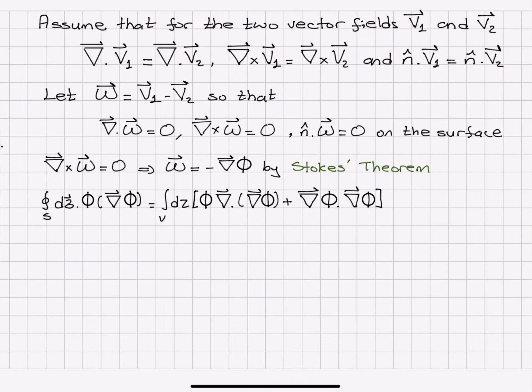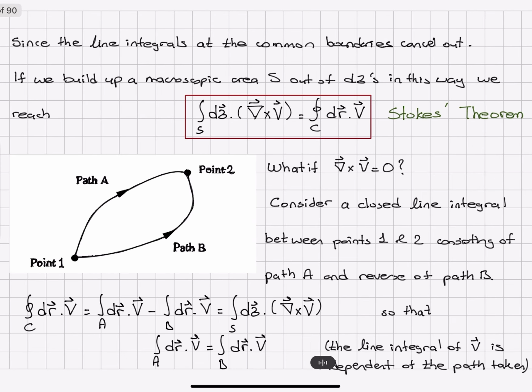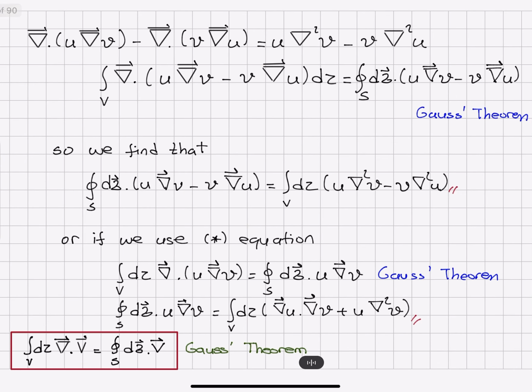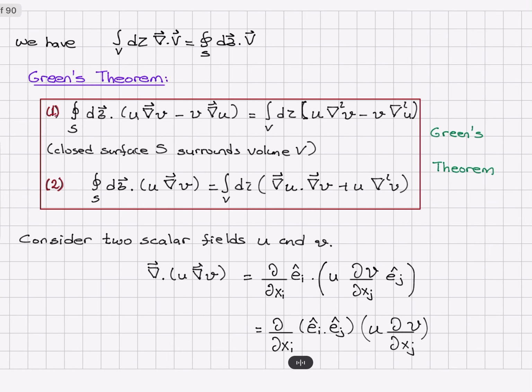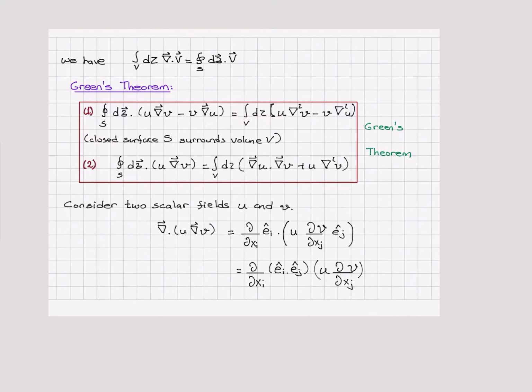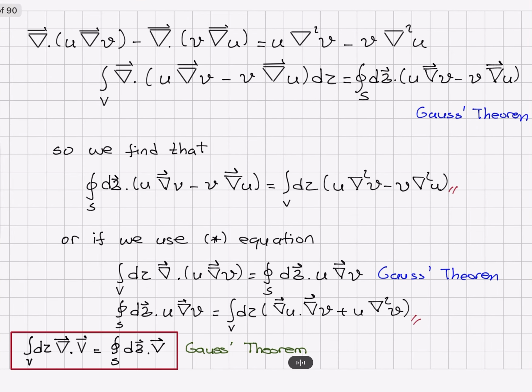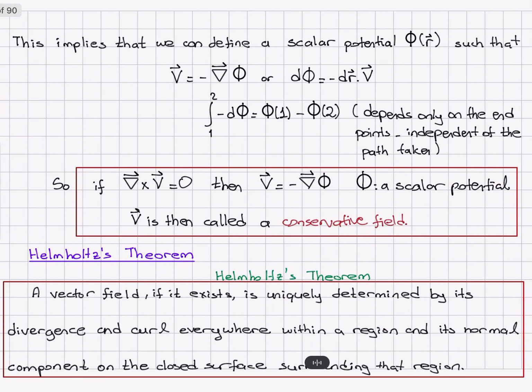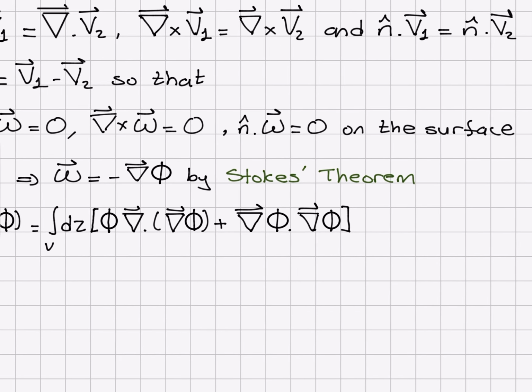So where does this come from? Going back to Green's theorem, let's see. We have two forms, and this is the second form. The closed surface integral d sigma dot u gradient of v is the volume integral d tau of gradient of u dot gradient of v plus u del square v, where del square is the divergence of the gradient, which is our Laplacian operator. Okay, so this comes from Green's theorem.